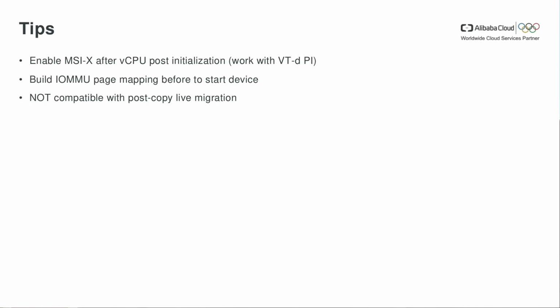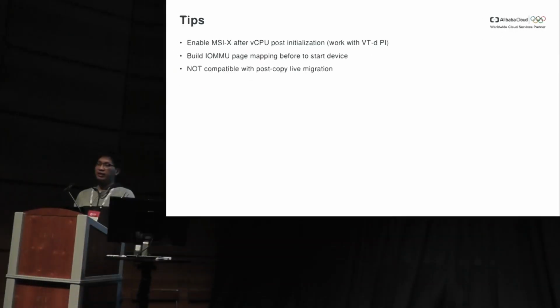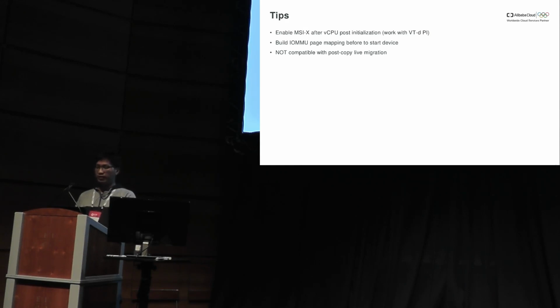And some tips. First, we should enable MSIX after vCPU post-initialization because it is compatible with the VT-d post-interrupt. When we enable the vector of the MSIX, we should set the vCPU affinities. Otherwise, the RAM migration for some Windows guests will make the host crash. Also, we should build the IOMMU page mapping before starting the device. Just a tip, no need to patch. The current code is working.